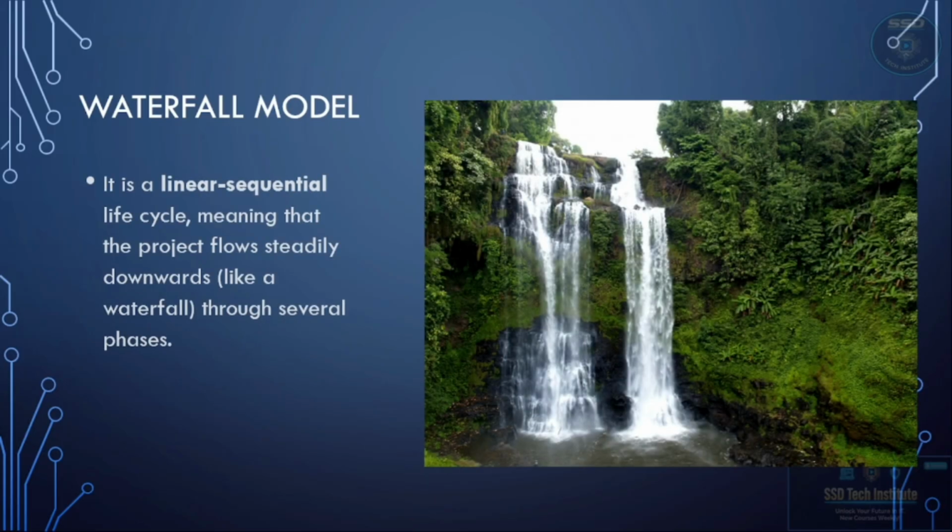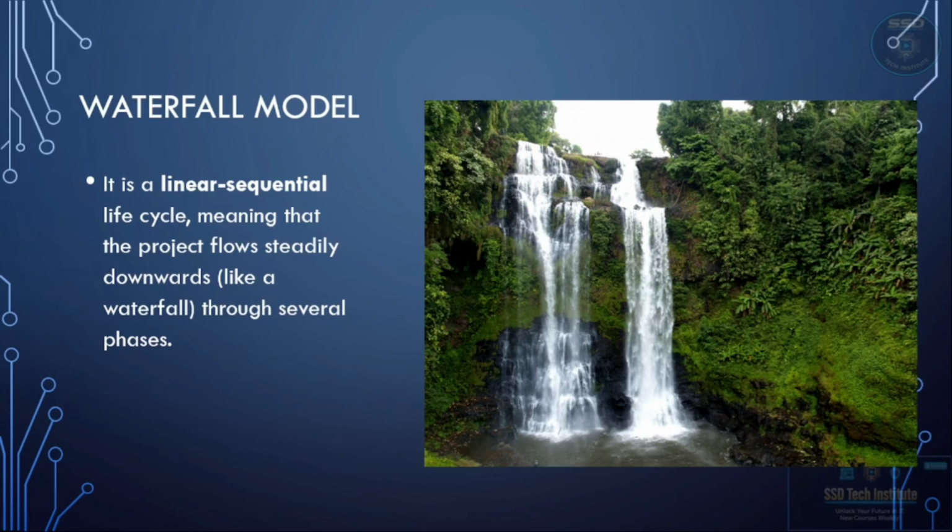Now let's talk about the oldest and the most traditional way to build software, the waterfall model. It is also called a linear sequential life cycle. This is a fancy way of saying that a project moves in one direction, straight down, just like a waterfall falling over a cliff. In this model, you cannot just jump around. You must finish the first phase completely before you are allowed to start the second phase. You cannot move to testing until the coding is 100% finished.